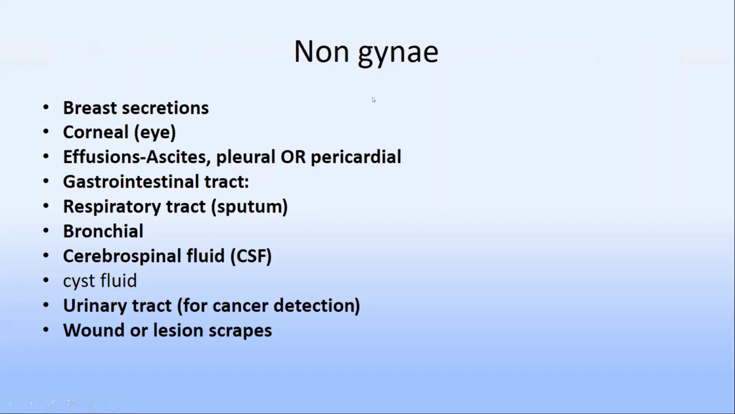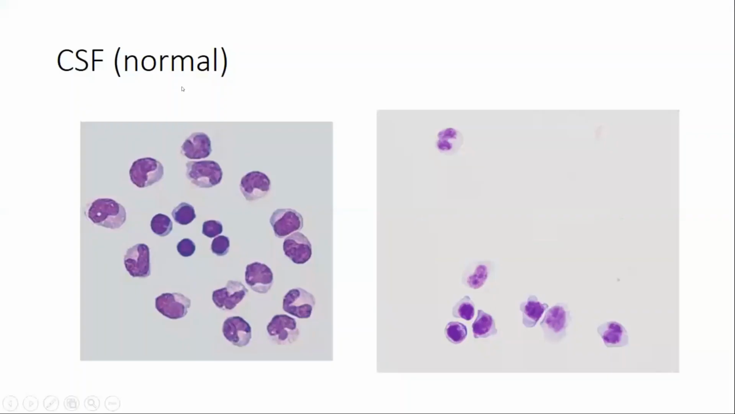And the non-gynae specimens that you send to us are all these fluids: the breast secretions, the corneal scrapes, especially if the clinicians want to establish a fungal infection, ascitic fluid, pleural or pericardial fluid, from the GI tract, from the respiratory tract, sputum for example, bronchial washing or bronchial brushing, CSF, cyst fluid, since we frequently get any cyst that the clinicians try to remove, from the urinary tract, the urine, and also wound or lesion scrapes. This is CSF.